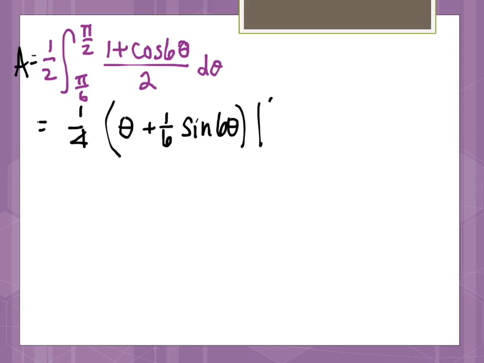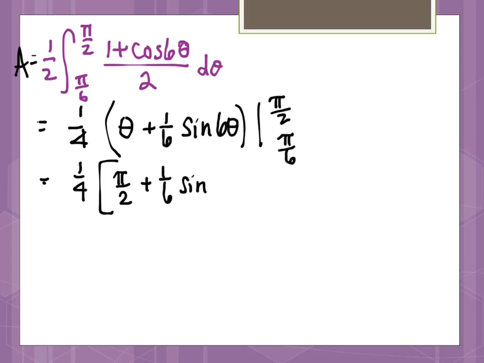And then we're working with the angle measures pi halves and pi sixths. So I've got this 1/4 here. The first angle is pi halves for the theta plus 1/6. And then what is 6 theta evaluated at pi halves? What is the 6 times the pi halves? Right, that's 3 pi. Good. And I'm supposed to be measuring this, subtracting pi over 6 plus 1/6. And then when I take the 6 theta and evaluate that at pi over 6, I get sine of pi.